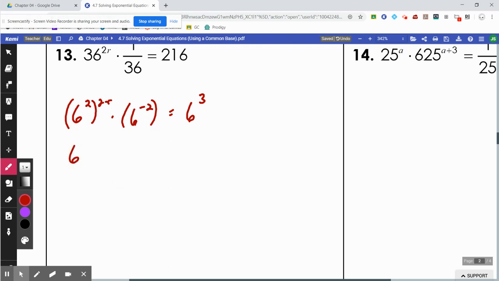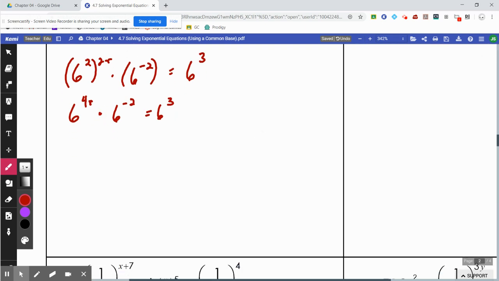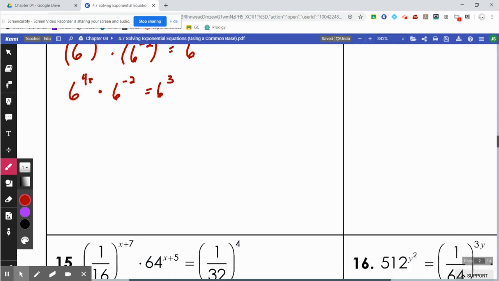Powers to powers, we're going to multiply. You do not have to distribute because there's no plus or minus signs there. That'd be 6 to the 4r times 6 to the negative 2 equals 6 to the 3rd. To multiply two exponents, you actually have to add the exponents. So that'd be 6 to the 4r minus 2. And you might be saying, well, you subtracted those. No, we did 4r plus negative 2, which we can write as 4r minus 2, equals 6 to the 3rd.